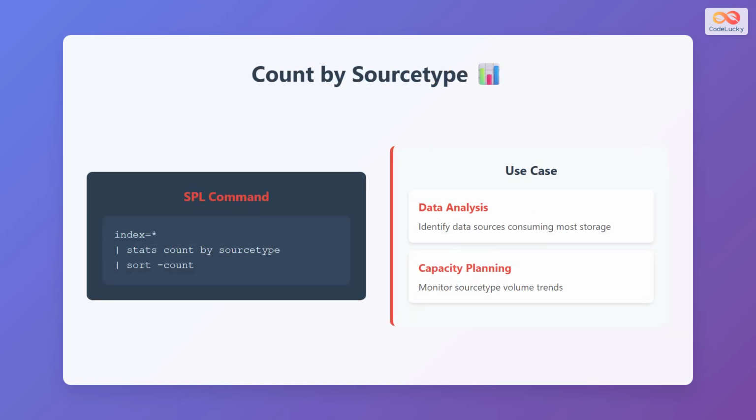To get more granular insights, you can count events by sourcetype using the command index equals * pipe symbol stats count by sourcetype pipe symbol sort - count. This approach provides detailed analysis of your data sources by showing how many events each sourcetype contributes to your environment. The sort - count portion arranges the results in descending order, putting the highest volume sourcetypes at the top. This is particularly valuable for data analysis, as it helps you identify which data sources are consuming the most storage. It also supports capacity planning by showing sourcetype volume trends, enabling you to make informed decisions about data retention policies and storage allocation.